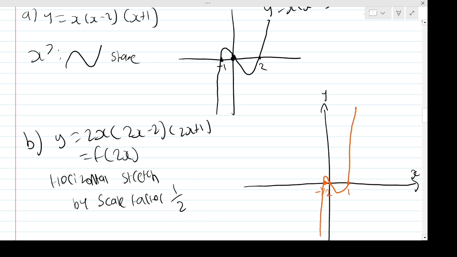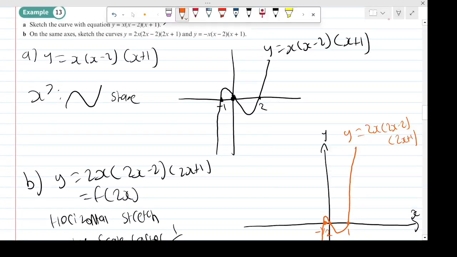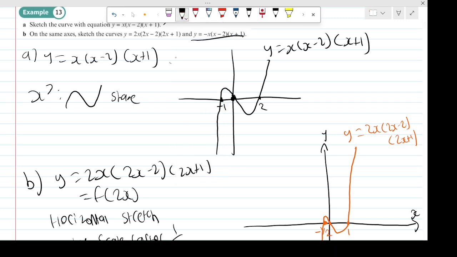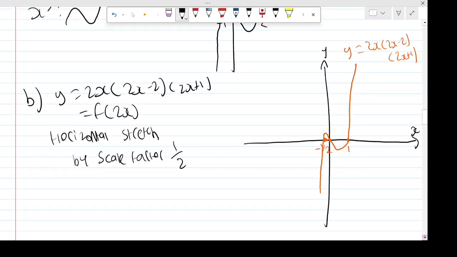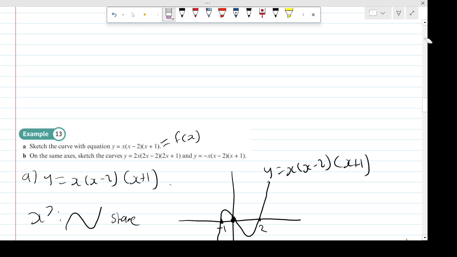Okay, so that is going to be the graph y equals 2x times (2x minus 2) times (2x plus 1). Okay, cool. Then for part C. Oh no, it's still part B. Let's go back to black. It's then asking us to sketch y equals minus x times (x minus 2) times (x plus 1).